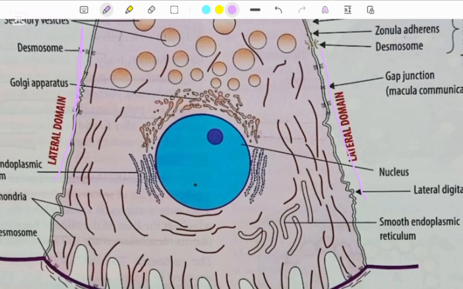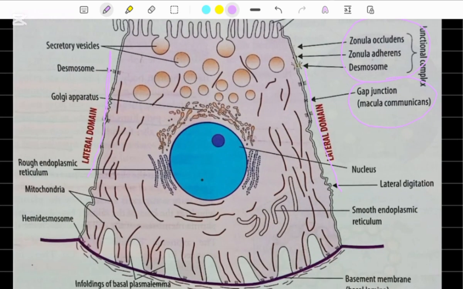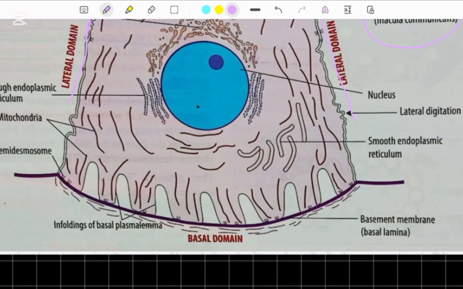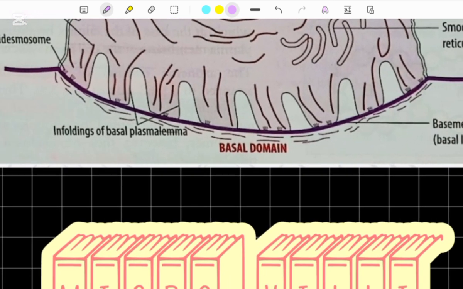This domain is also equally important as it contains cell junctions, as we have discussed. They are all the cell junctions mentioned over here, which make them impermeable. As you have discussed in transitional epithelium, these cell junctions make the layer of cells impermeable, so they avoid the absorption of toxic substances. Now coming to the basal domain.